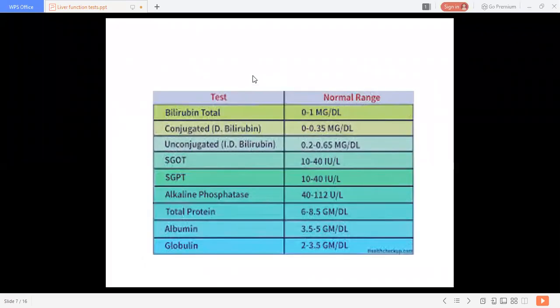In the liver function test, you have to explain all these things, like what is the significance of aminotransferase, gamma glutamyl transferase, and what is the significance of alkaline phosphatase levels. So you have to write down all these things.